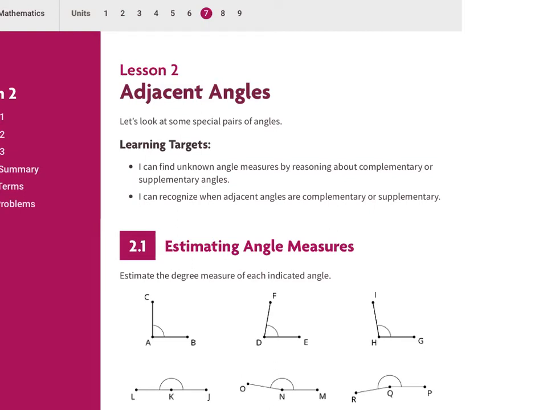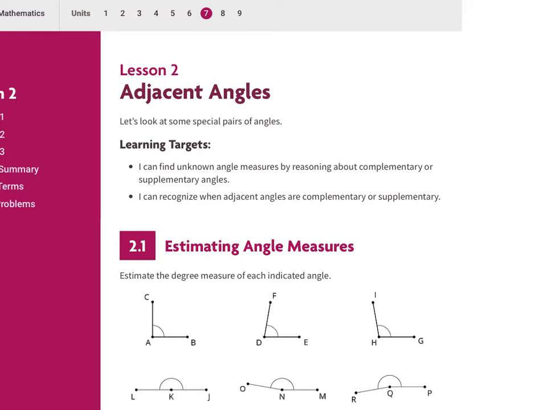All right, Unit 7, Lesson 2, Adjacent Angles. We're on page 15 in your book. Let's look at some special pairs of angles. So the I can statements: I can find unknown angle measures by reasoning about complementary or supplementary angles. I can recognize when adjacent angles are complementary or supplementary.